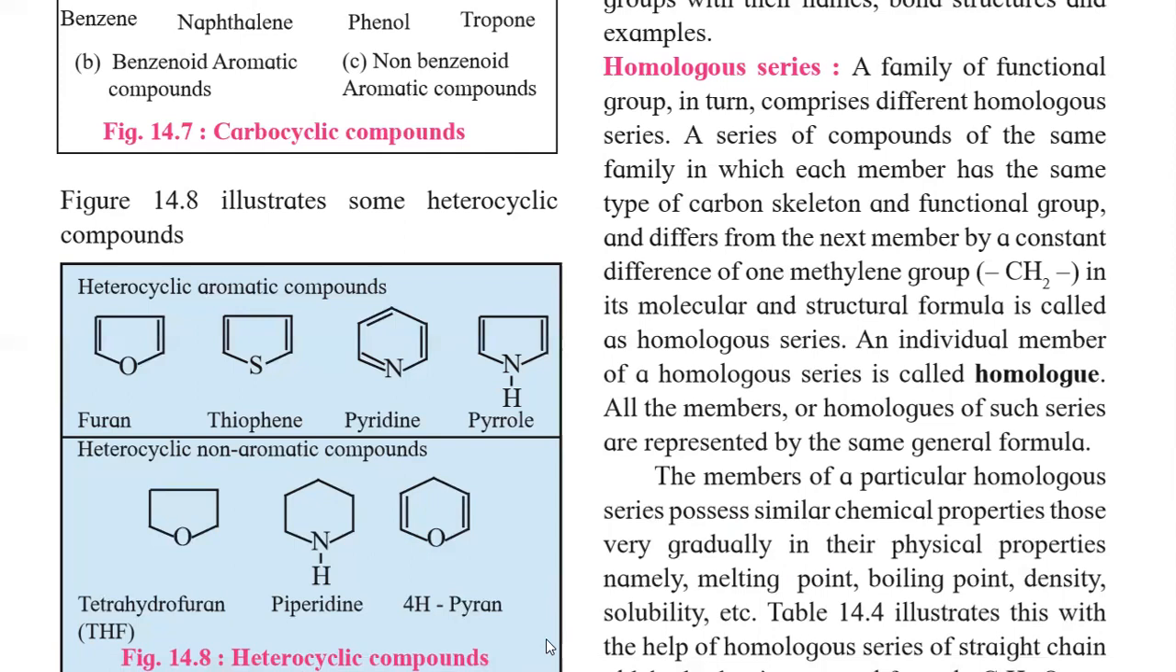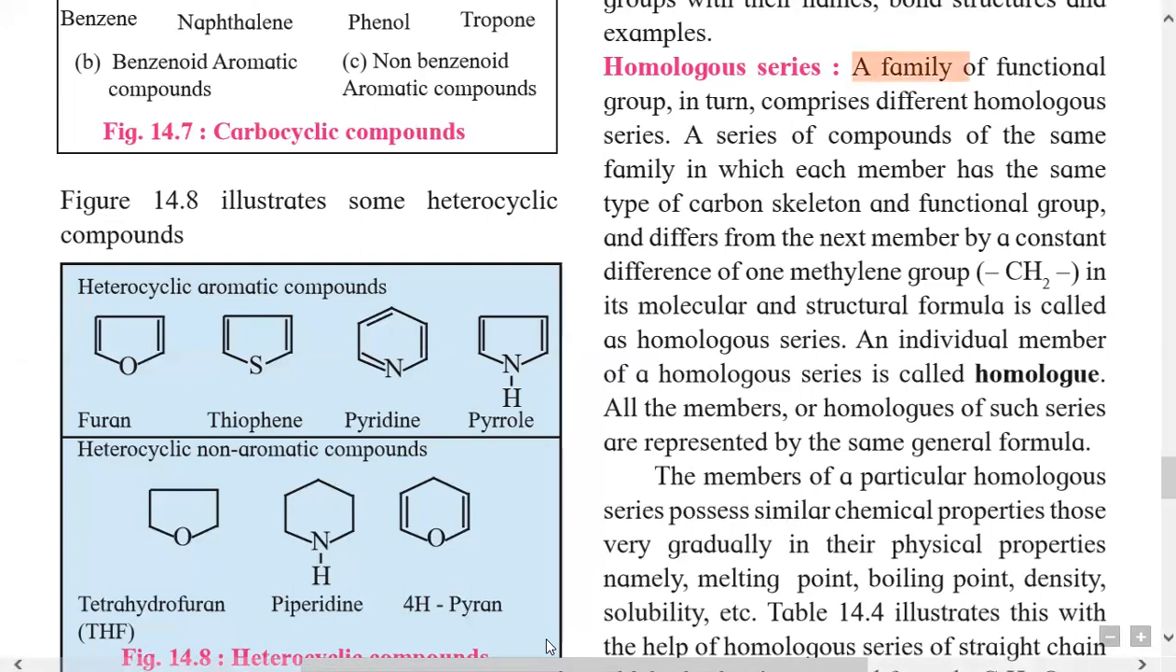The definition of homologous series is: it is a series of organic compounds in which each successive member differs from the others by a constant difference of a methylene group, and the methylene group is the CH2 group. So this type of series of organic compounds is called a homologous series.